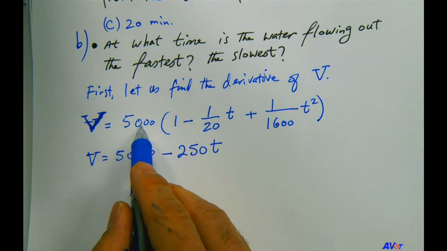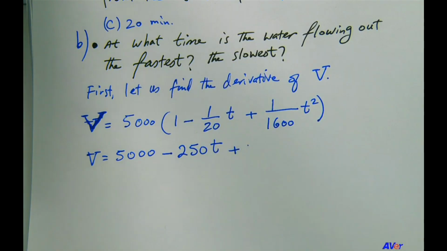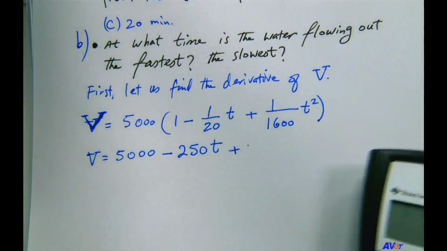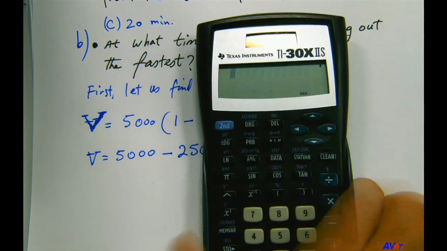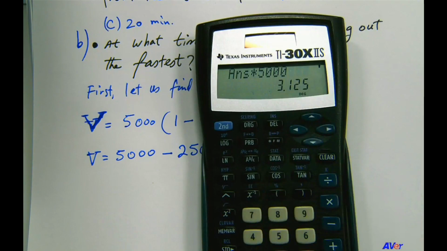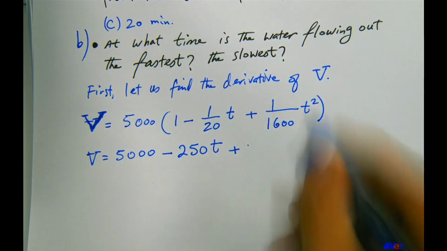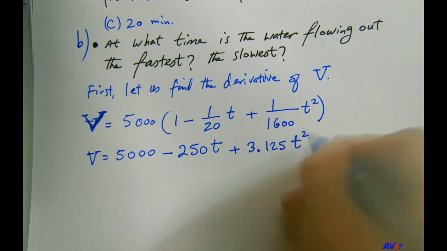And 5,000 times 1 over 1,600. So plus, let me use my calculator to see that. So we have 5,000 times 1 over 1,600. Okay, it's 3.125. So let's use that number without any rounding. So we have plus 3.125 t squared.